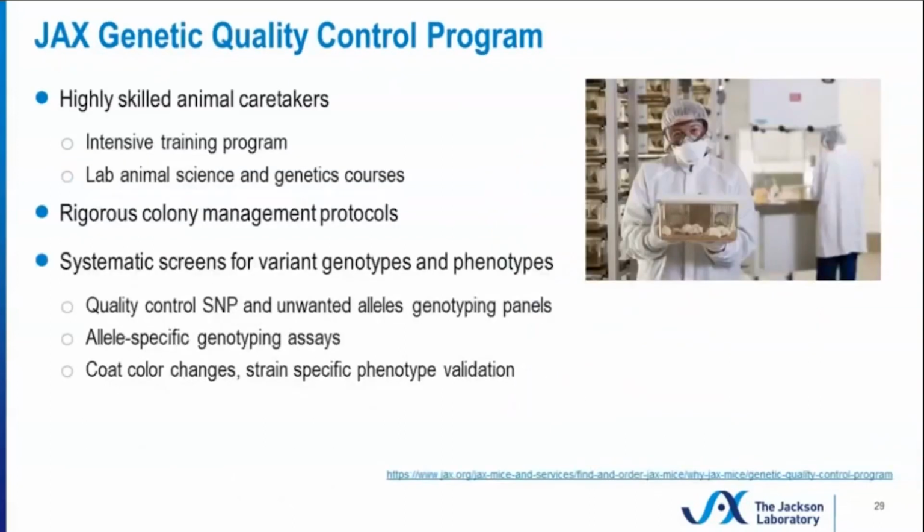And we do this genetic quality maintenance by various steps, including using the help of highly skilled animal caretakers who intensively go through training programs, who have been subjected to various lab animal science and genetic courses. We use rigorous colony management protocols, and we also do systematic screens for variant genotypes and phenotypes that include quality control SNPs, allele-specific genotyping assays, and of course look for coat color changes and strain-specific phenotypic validations.